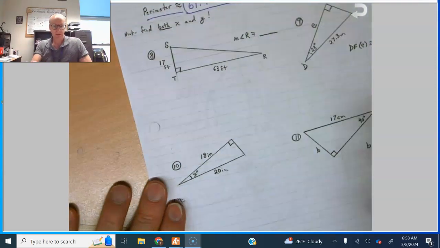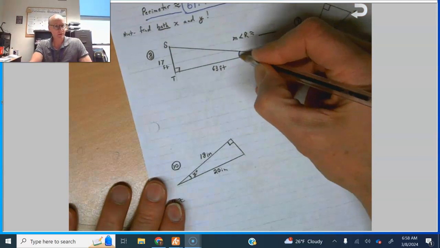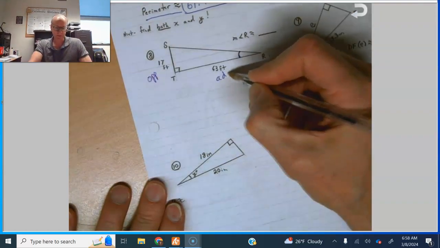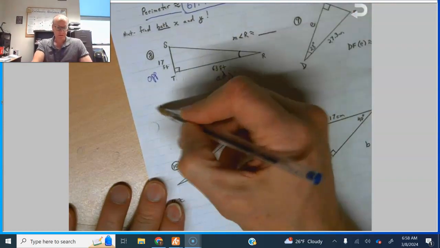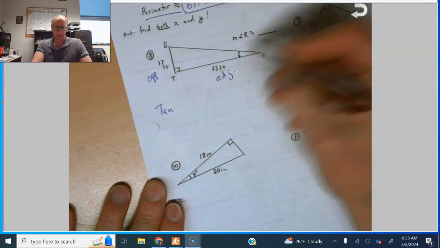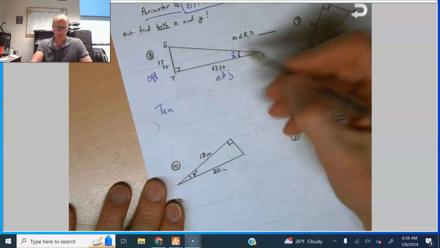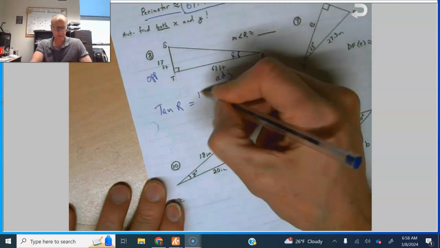Number 8. I want angle R. There's my reference angle. This is opposite. This is adjacent. And it looks like we're looking at tangent. The tangent of angle R. I'll just call it R. It's kind of weird, but there it is. Tan R is equal to 17 over 63.